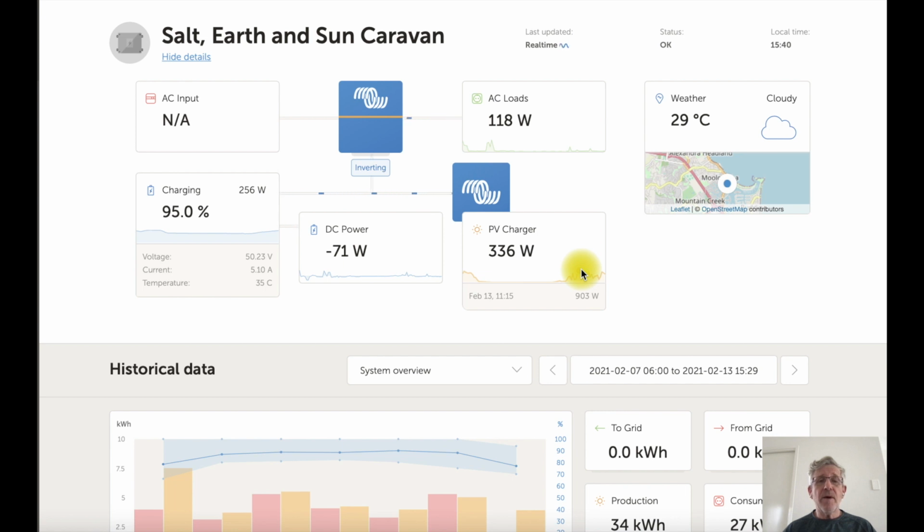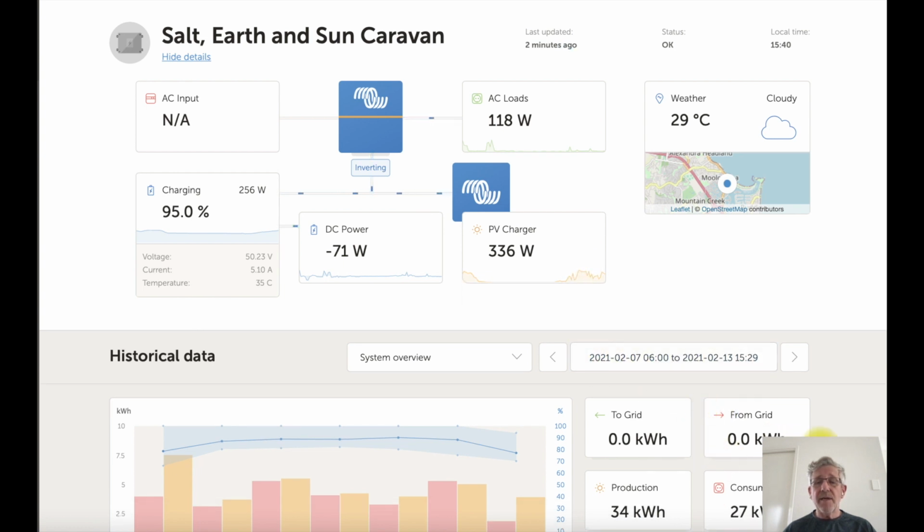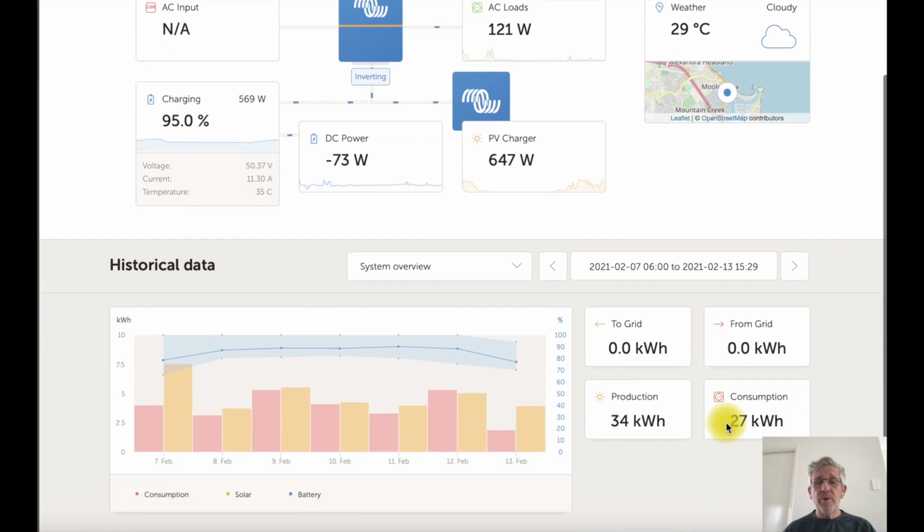But I'm going to show you the results of living long term. So they've been running for 7 days here. And they've taken no power out of the grid at all. Produced 34 kilowatts and used 27.